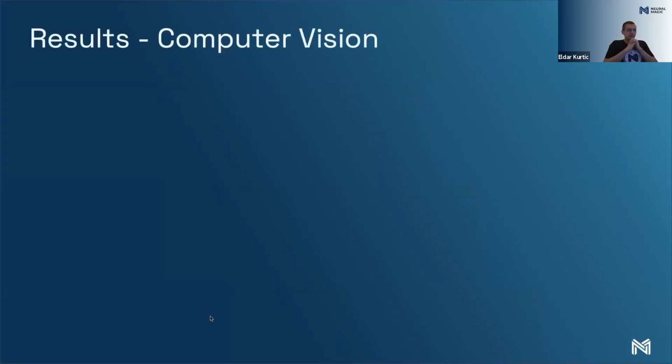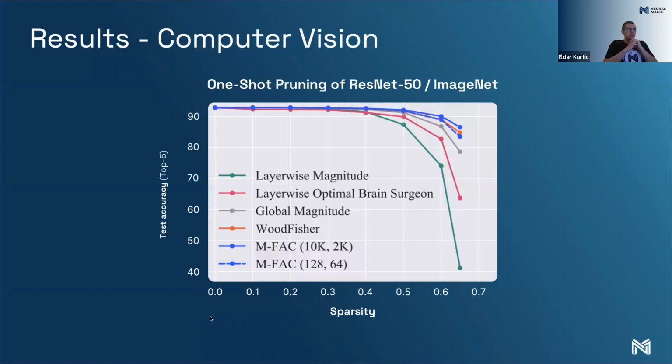So now let's take a brief look at some of the results that we've been able to achieve with all these methods so far, with WoodFisher, M-FAC, and the Optimal BERT Surgeon. Here we are looking at the one-shot pruning of the ResNet-50 model, which has been trained on the ImageNet dataset, and we are looking at the top-5 accuracy relative to the different sparsity targets. What we can see here is that WoodFisher and M-FAC improve significantly upon prior methods like magnitude pruning, layer-wise and global, as well as the layer-wise OBS framework, and especially at higher sparsities.